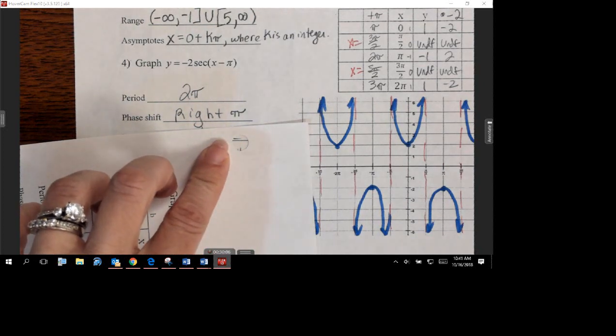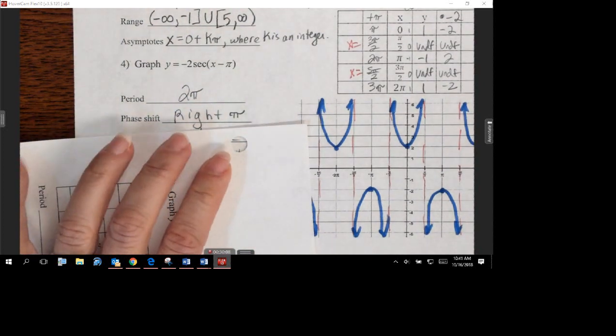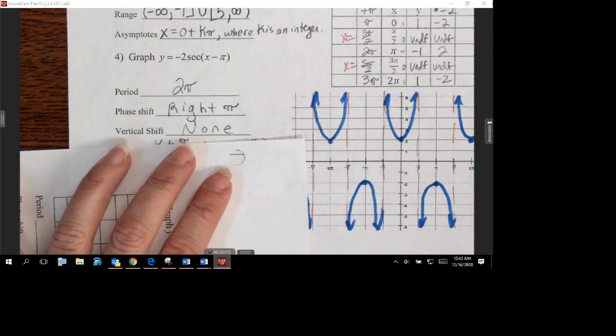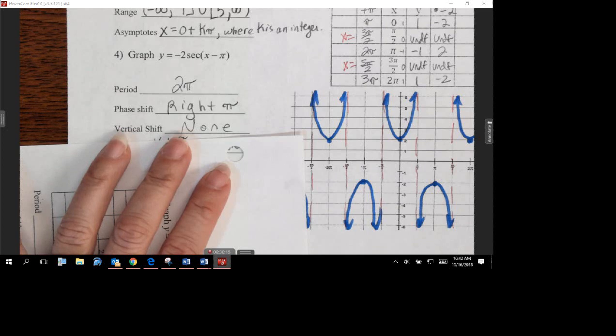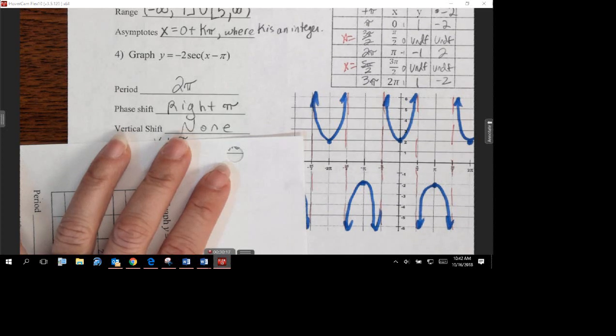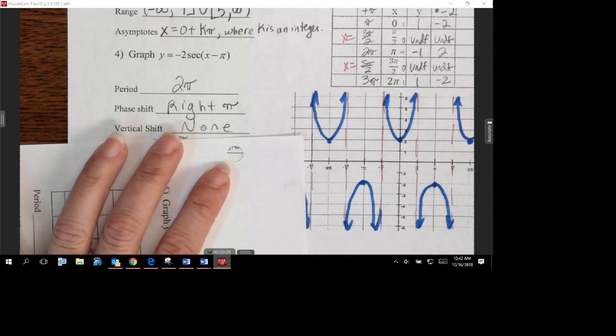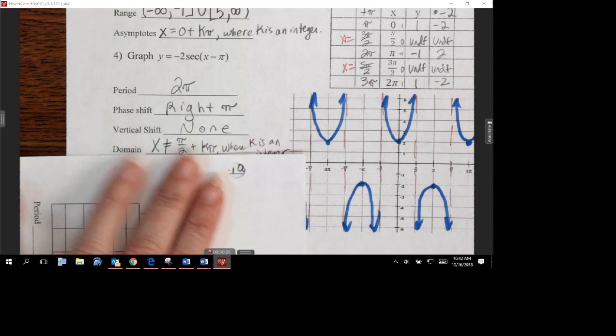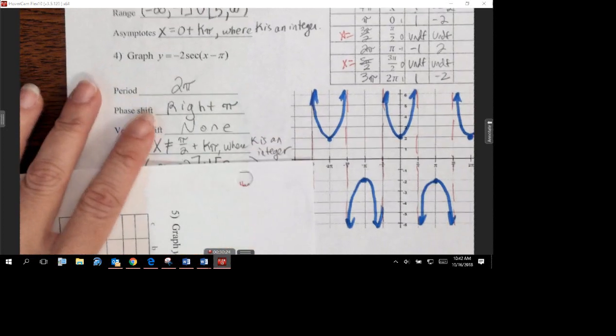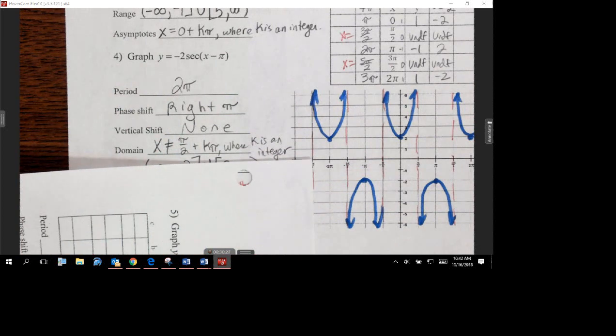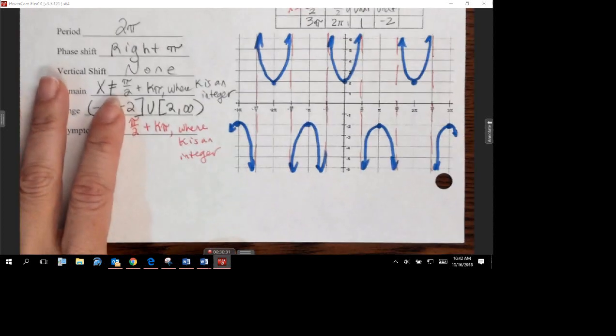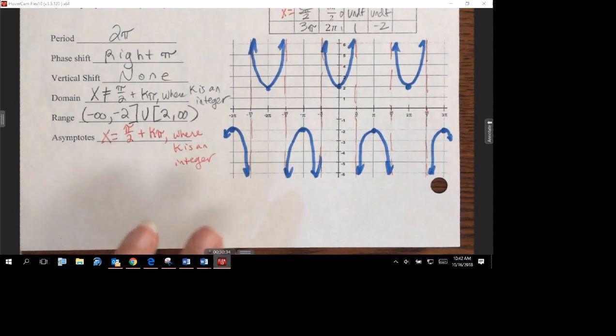So pi to the right. And then did we have a vertical shift? We did not. So none. And then your domain and your asymptotes are basically the same. You just, for domain, say x does not equal. So it's everything except where x is pi over 2 plus k pi, where k is an integer. And then your range is going to be 2 pieces that go from negative infinity to negative 2 bracket, union that with 2 to positive infinity.